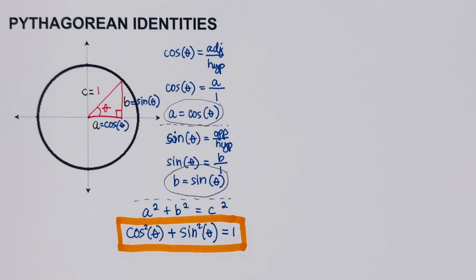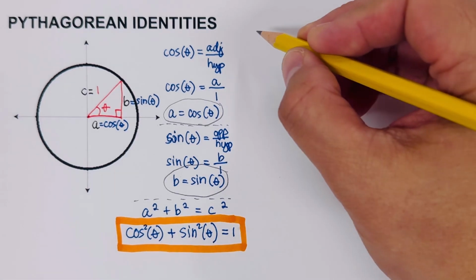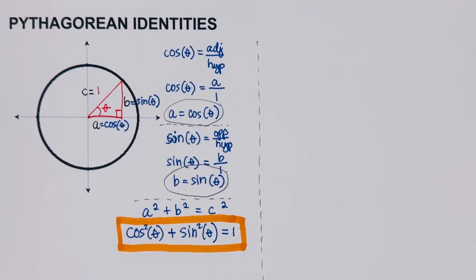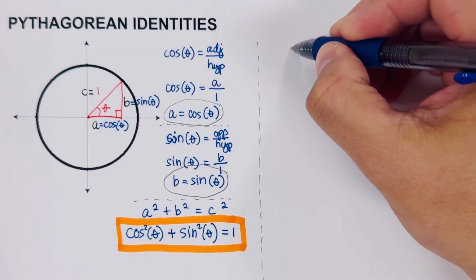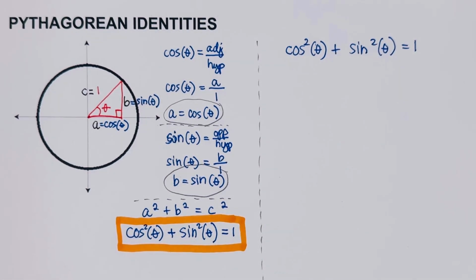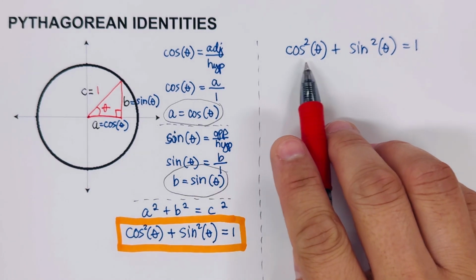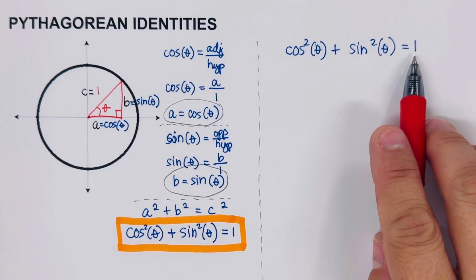Now let's determine the other two fundamental Pythagorean identities. The other two Pythagorean identities are derived from this. So I'm going to go ahead and rewrite this first identity up here. What I would do is I will divide all of these three by cosine squared of theta.